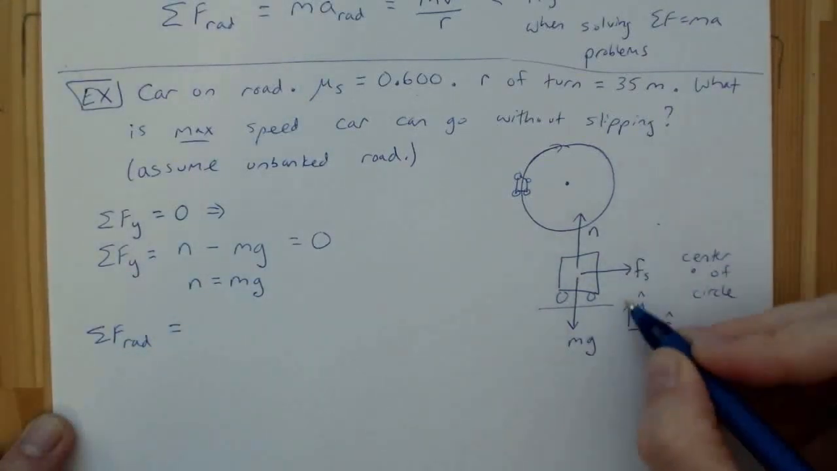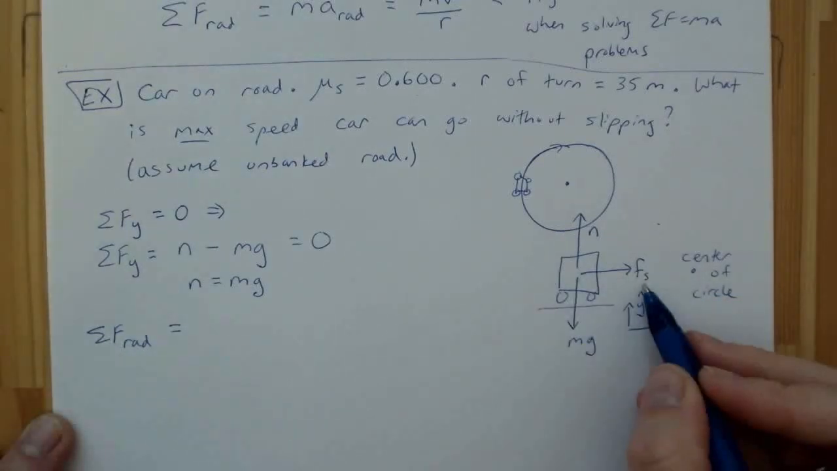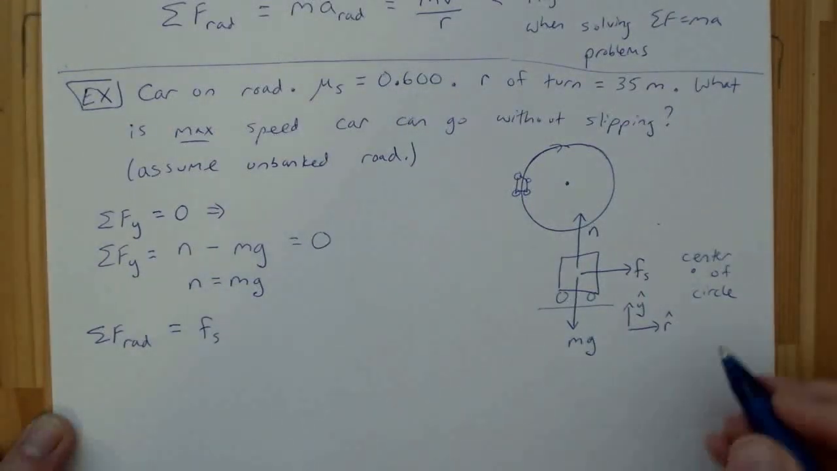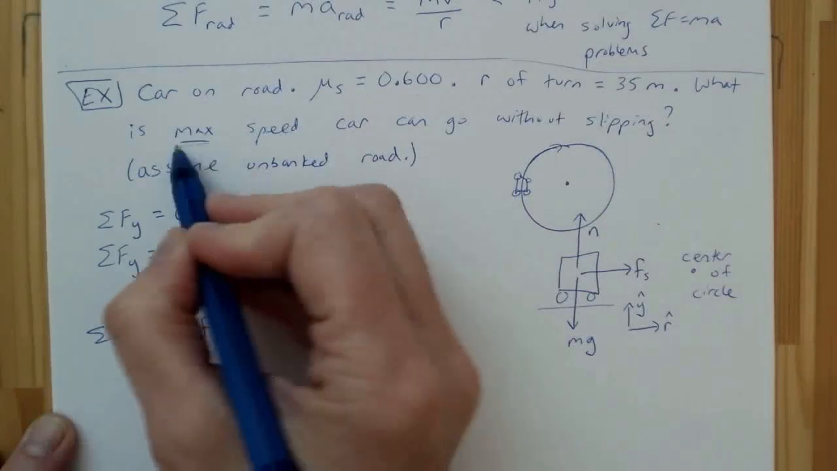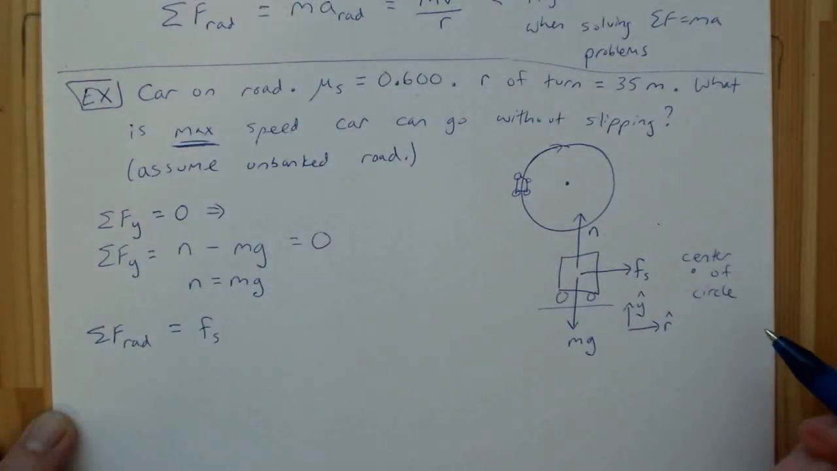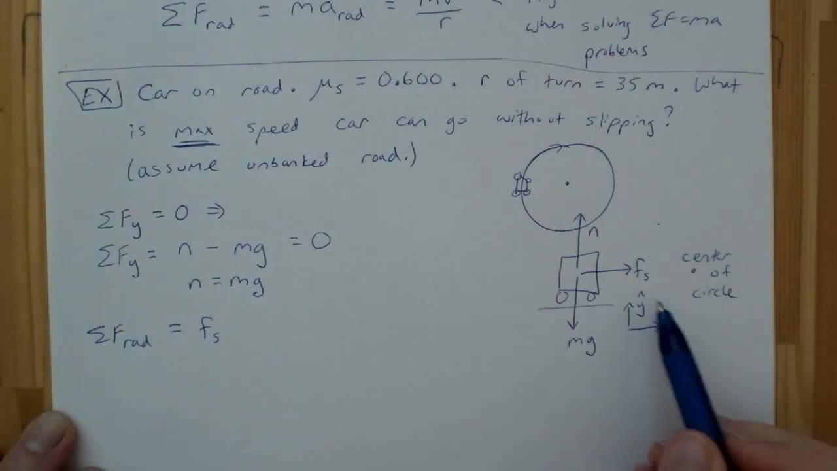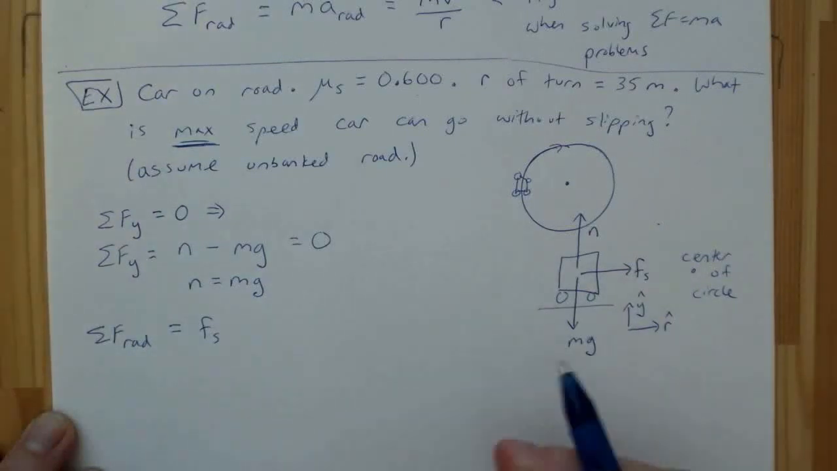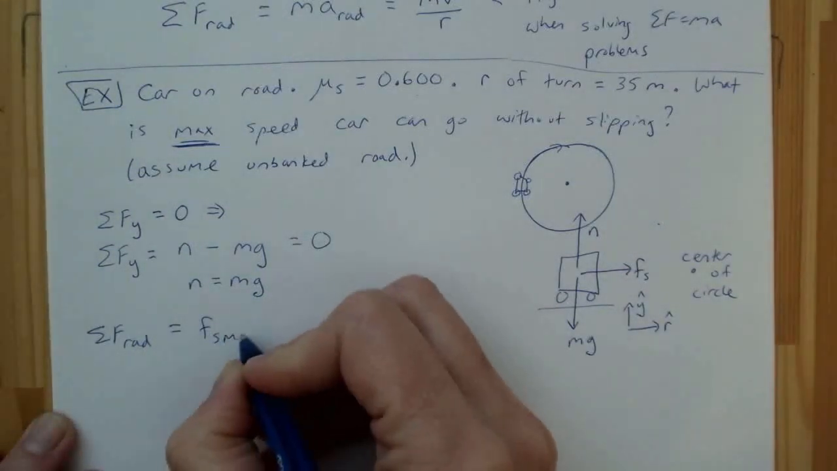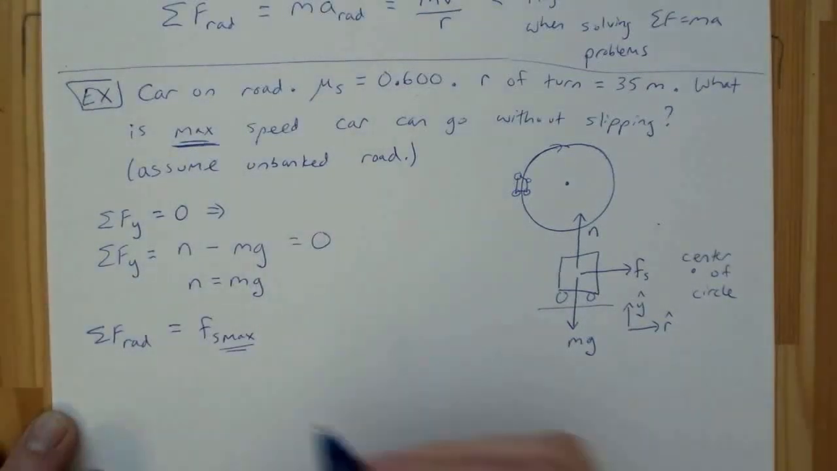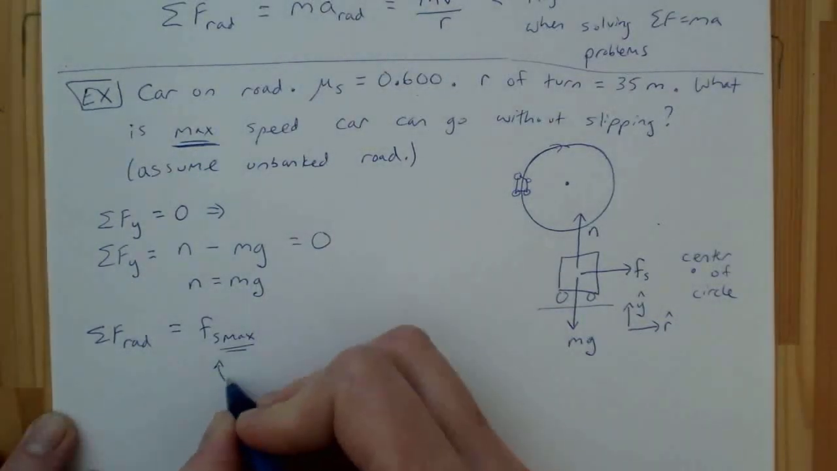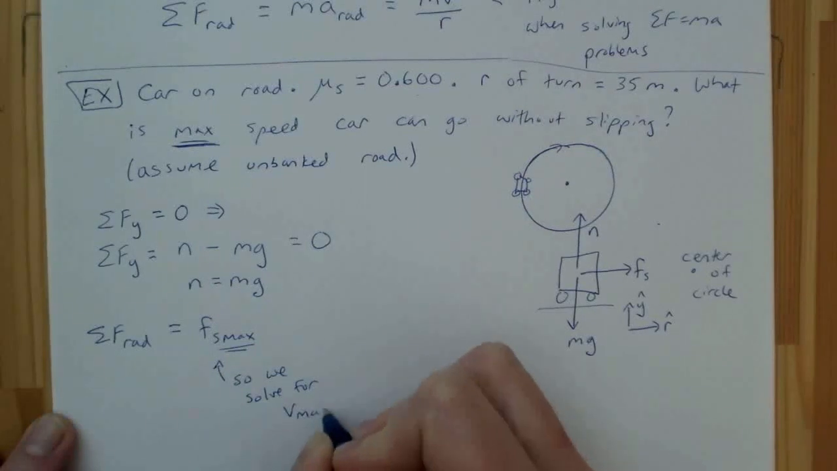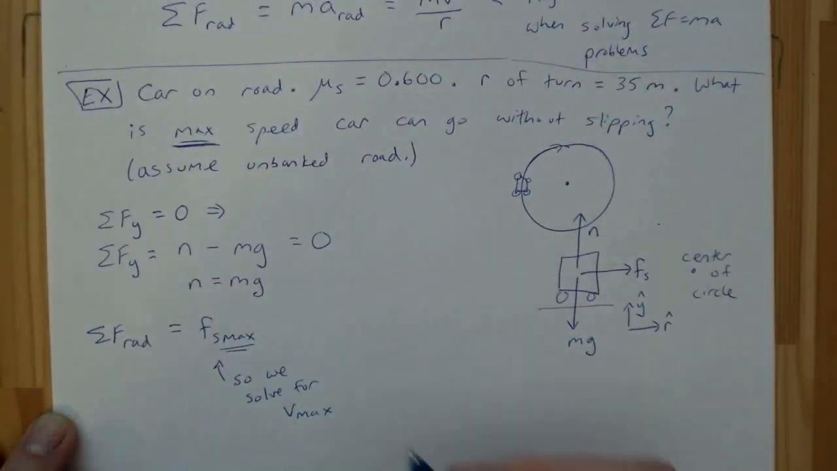Well, the individual forces in the radial direction, there's only one, and it's going to be equal to that force of static friction. And in this problem, it's asking what is the maximum speed that the car can go without slipping, which means that what we want to examine is the case where the static friction is at a maximum, and then try to find the speed from that. So we want to know where the maximum static friction is, and then we can solve for the maximum speed that will apply.